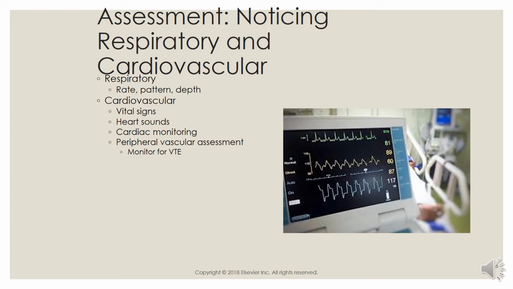You need to be listening to heart sounds, cardiac monitor, look at their rate and rhythm, peripheral vascular assessment. You're going to monitor for those VTEs. We're going to compare our vitals with those that they had pre-op. And we want to be sure and report any blood pressure changes of 15 to 20 points systolic or diastolic immediately. Okay? So you're going to watch for decreased blood pressure, like I just said.